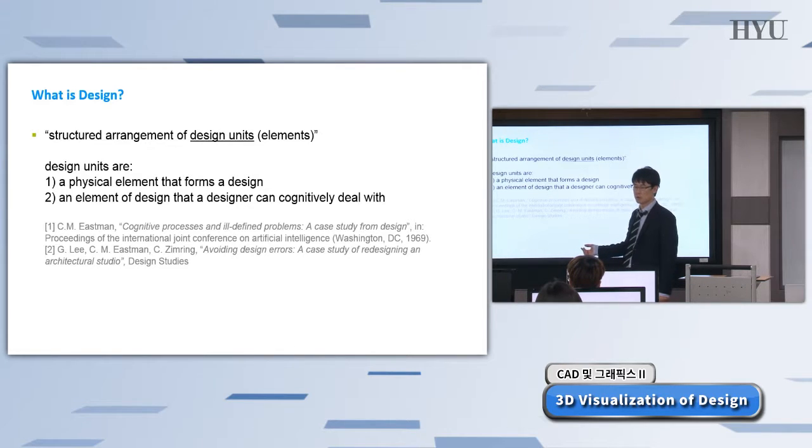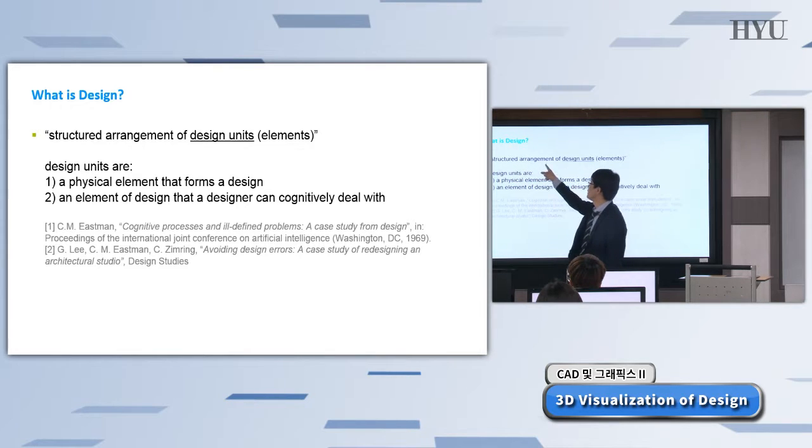and really hard to explain, okay? Anyway, take a look at the definition of design. A structured arrangement of design units or design elements. This is a kind of recursive definition. We need to know what design units are. So here are the definitions of design units.